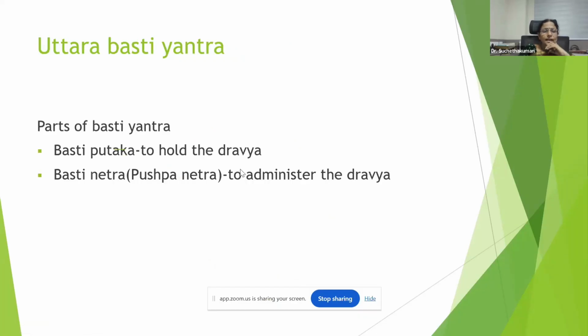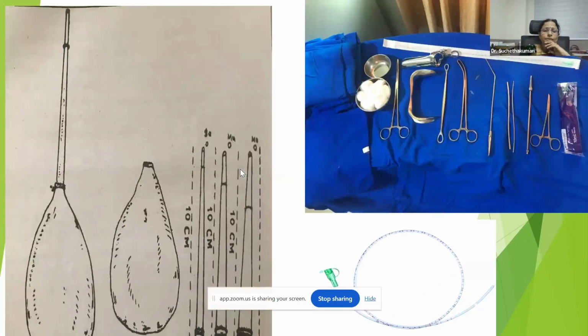Regarding the Uttarabasti Yantra, as we know in the classics, we have the Basti Putaka and the Basti Netra. This is the classical one which we see. These are imaginary pictures given in the textbooks of how they were administering the Uttarabasti with the Putaka and the Basti Netra. Now, in current practice, how do we administer? These are the instruments which are used to administer the Uttarabasti.